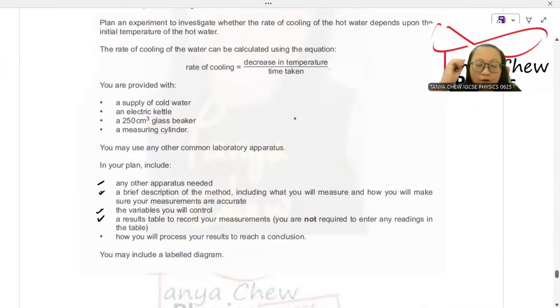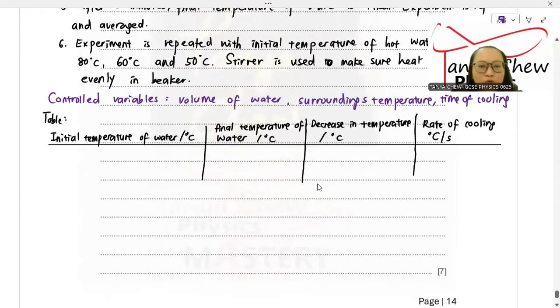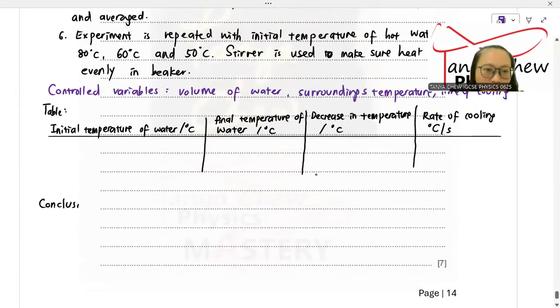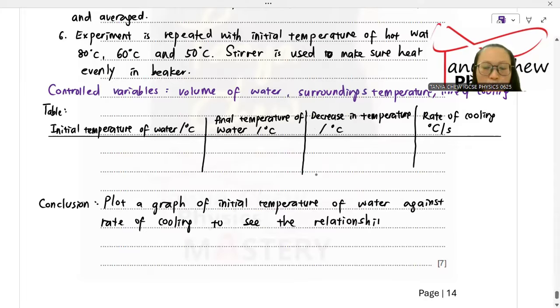And then we are reaching the last part. Whenever I finish writing about a part, I will make a tick so that it's easier for me to see how many more I need to write. And the last part, how you will process your results to reach a conclusion. Since I have all the values right here, for the conclusion I will say plot a graph of initial temperature of water against rate of cooling to see the relationship, because you cannot give the result. You are just a planner. Right, so that is the end of it.